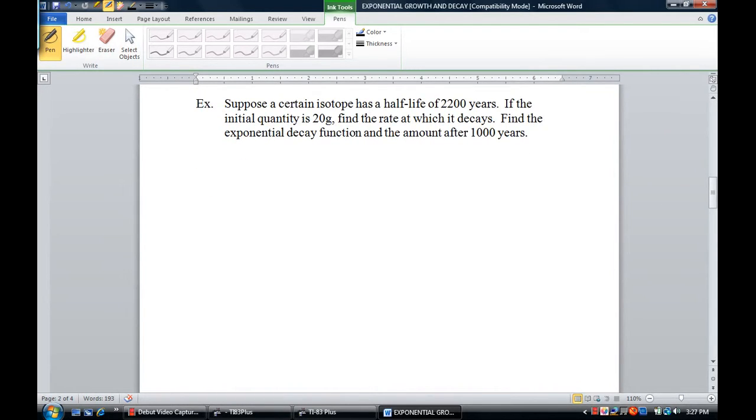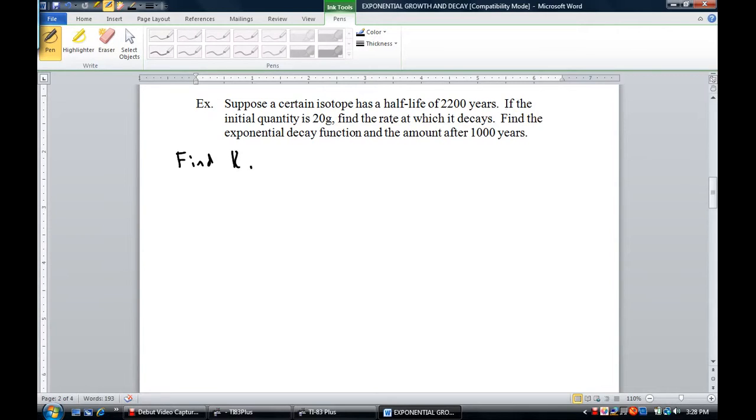We're looking at an isotope that has a half-life of 2200 years. That means it's decaying. So if the initial quantity is 20 grams, find the rate at which it decays. And then we're going to find the exponential decay function, and then we're going to use that function to find the amount after 1,000 years. So what that's telling you is we have to find K first. There's 3 different questions here. So the first question is we need to find K, which is the exponential growth rate.